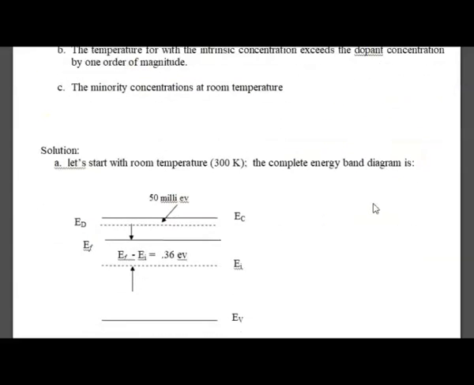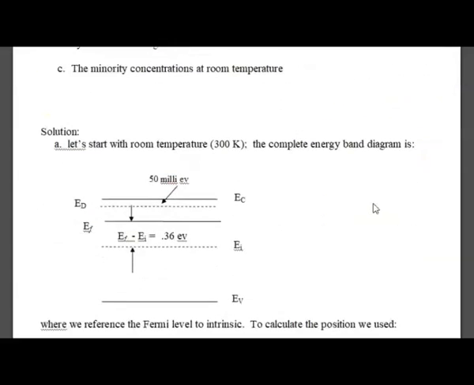So we start at room temperature. Well, we've done this before. I've included here the donor state ED. Generally, we do not include that in the energy band diagram, but we're going to be using that. It's about 50 meV below the conduction band edge. And the Fermi level for this particular problem is 0.36 eV at room temperature above intrinsic.